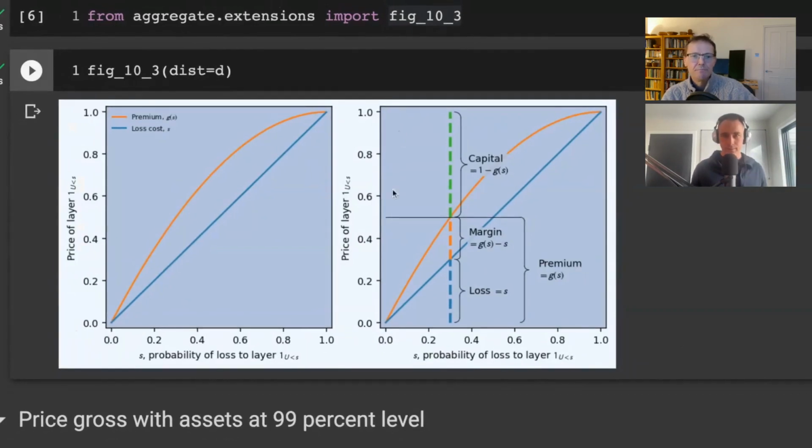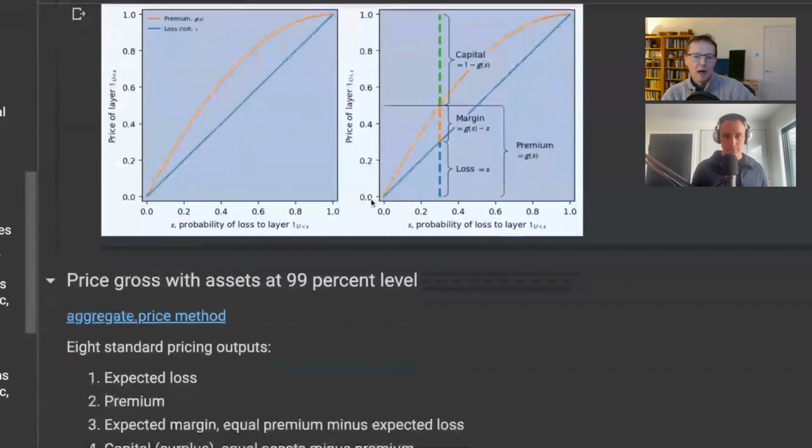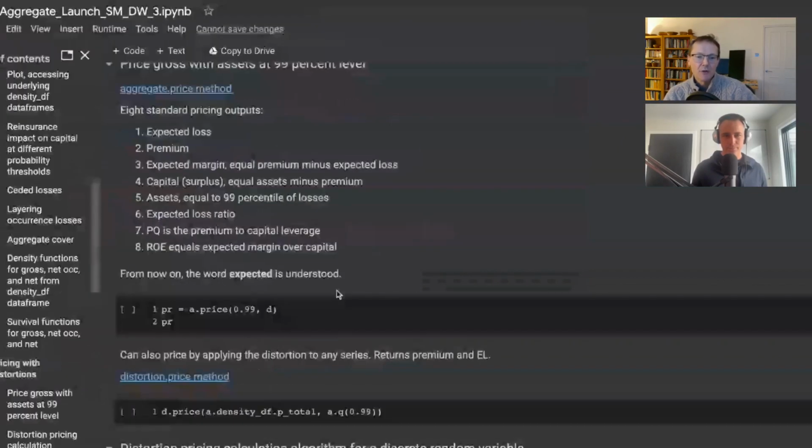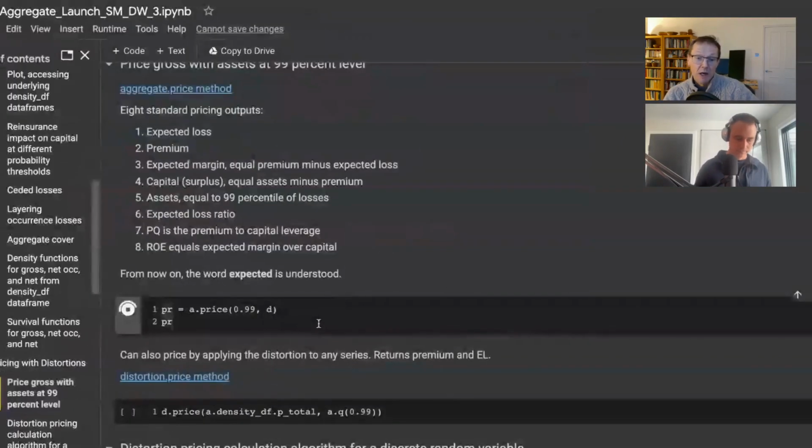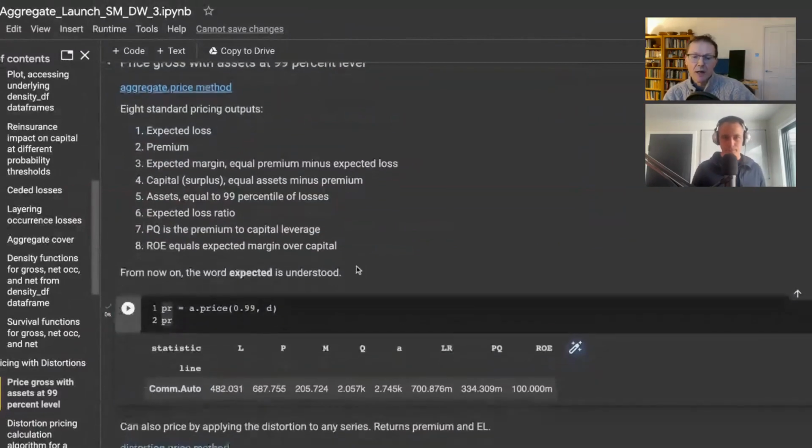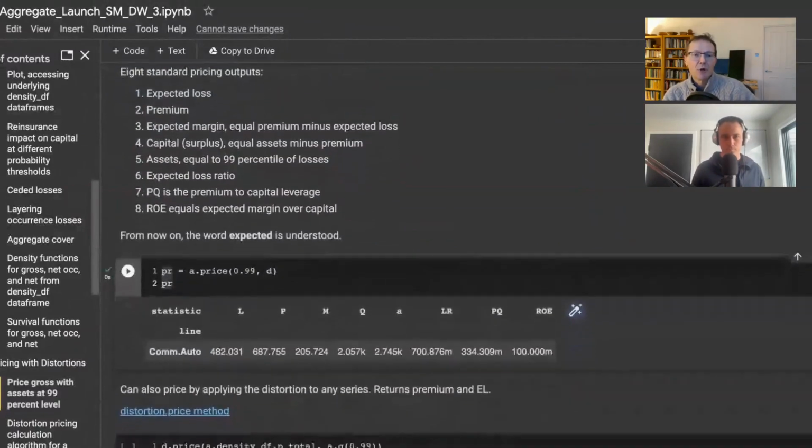Okay, great. All right, so let us try and price that commercial auto policy that we set up, the A object. Let's price that.